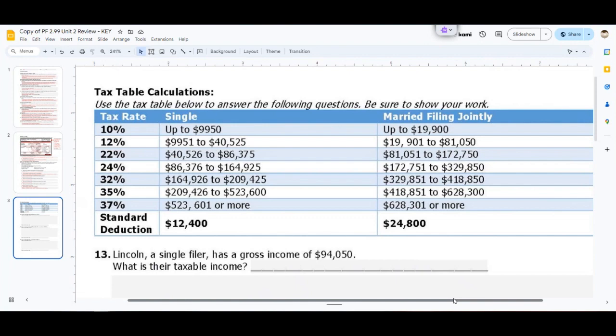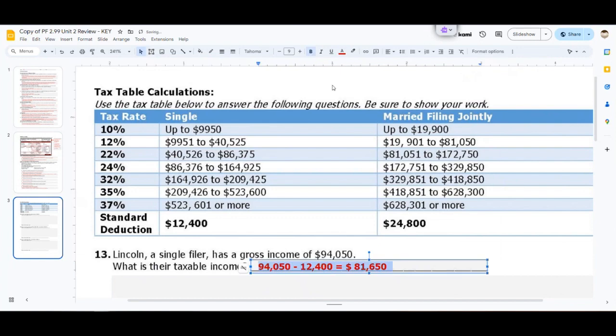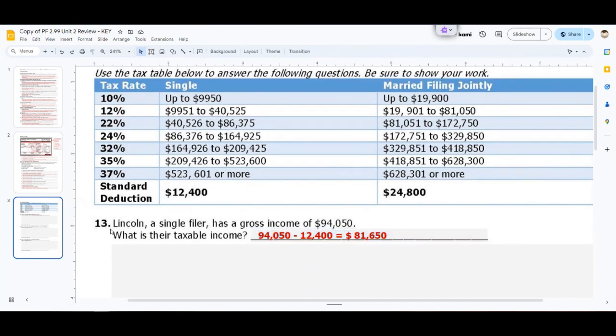13 says Lincoln, a single filer, has a gross income of $94,050. What is their taxable income? So we're going to take that $94,050 minus the $12,400 standard deduction, which leaves us with $81,650 in taxable earnings.